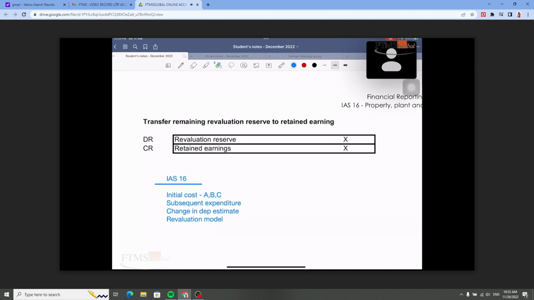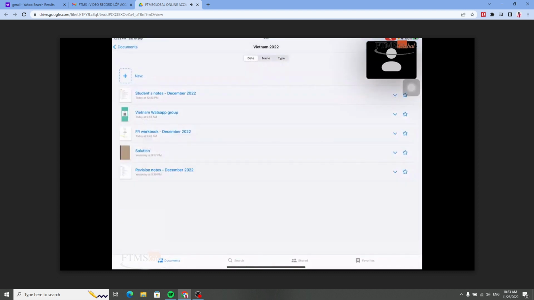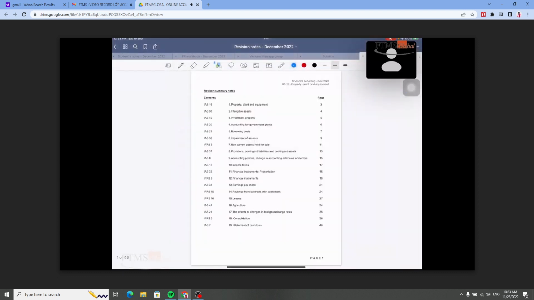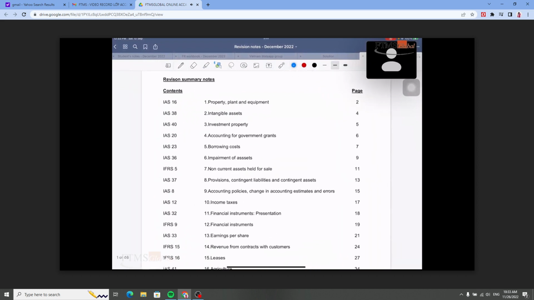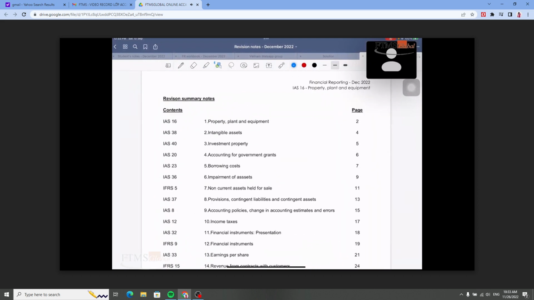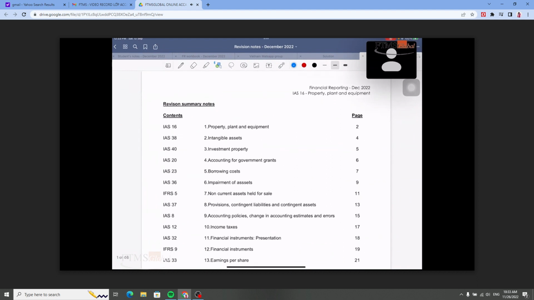Okay, so I think I have also given you some revision notes. Do you see there's a revision summary notes? Of course, this one is to let you know what you need to know. So after you complete one chapter, this is what you need to know. You see there's a revision summary notes, right? So all these are very short.